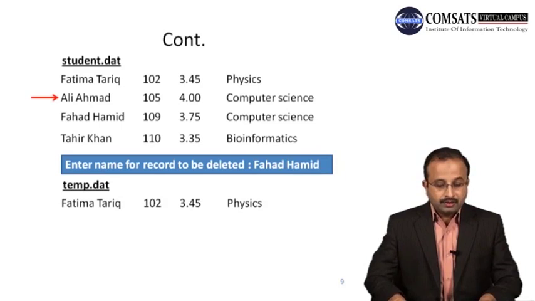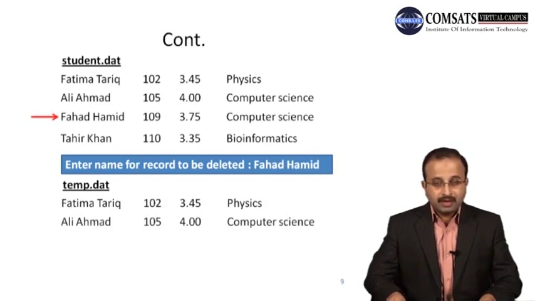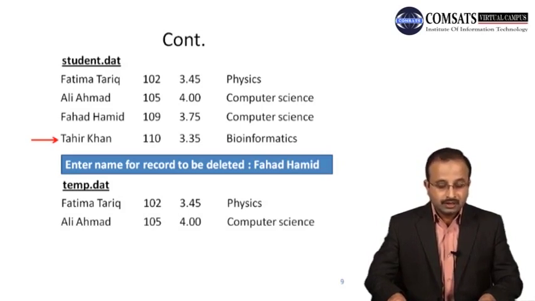Then we write that record in the temporary file. Then we read the third record. Now the name in that record is the same as the name input by the user, so you won't write that record and you move the pointer to the next record. You need to read the next record. The name is Tariq Khan, which is not the same as the input by the user, so you write that record in the temporary file.